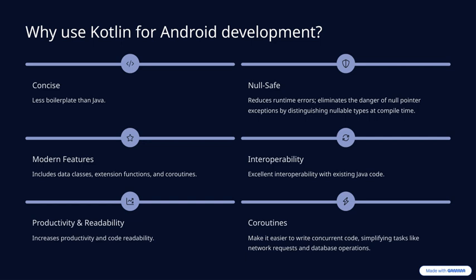Another key point is productivity and readability. Kotlin's syntax is more straightforward, which helps us write clear, maintainable code faster. And speaking of coroutines, they simplify writing asynchronous and concurrent code, making tasks like network requests or database operations much easier to handle. Overall, using Kotlin aligns perfectly with our goal of building robust, efficient, and modern Android applications.